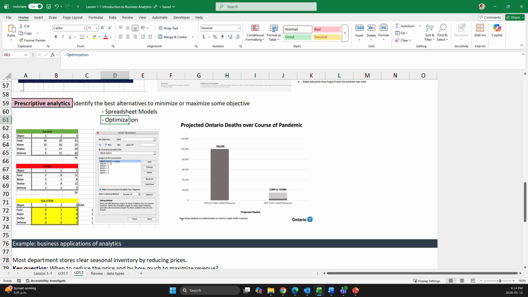For those of you that already took the decision models class with Craig, you would have done Solver a bit already, but for some of you it will be new as well. For those of you in other programs as well that don't have to take the decision models course, this will be your first time seeing it, so it'll be an introduction to that.